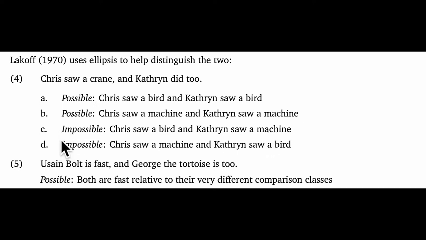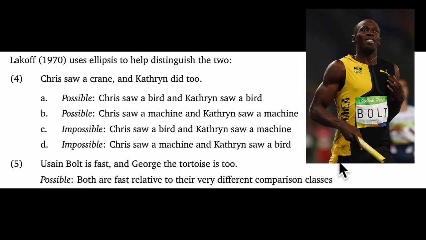As I've indicated here, the ellipsis has to be resolved to the same sense as the first clause. That is, both saw birds or both saw machines, no mixtures. Compare that with a sentence like, Usain Bolt is fast and George the tortoise is fast too. As we've seen, the standards for fast are different for George than they are for Usain Bolt.